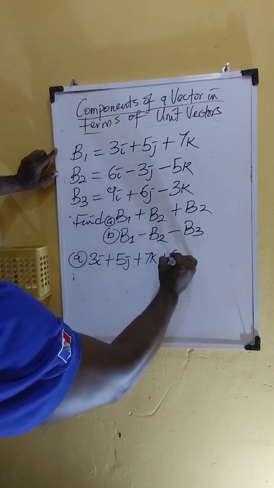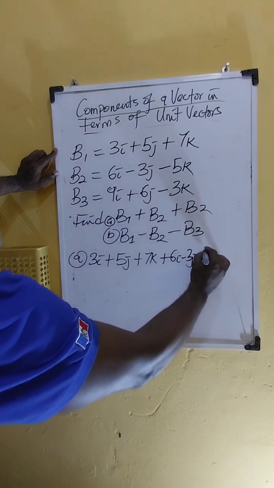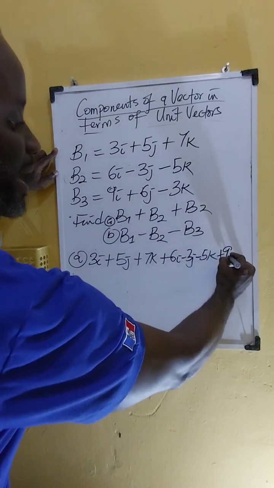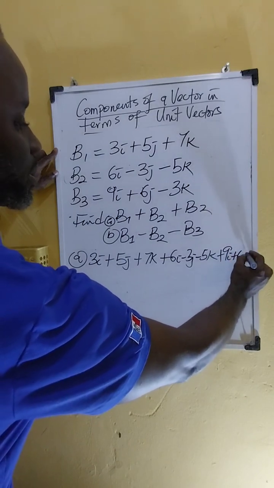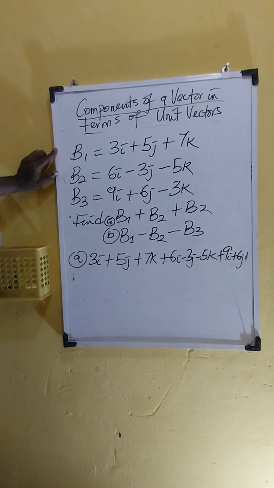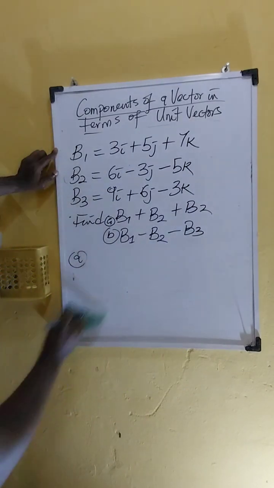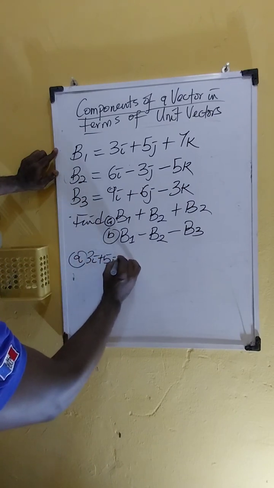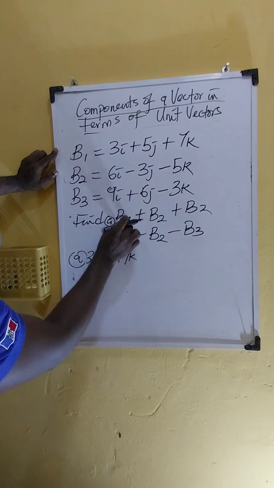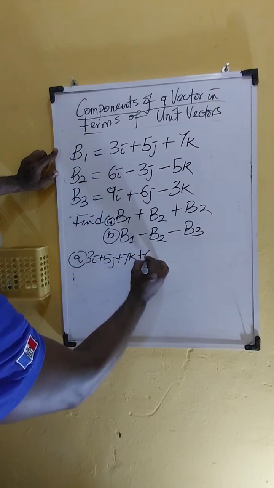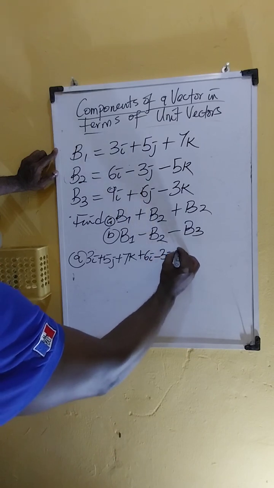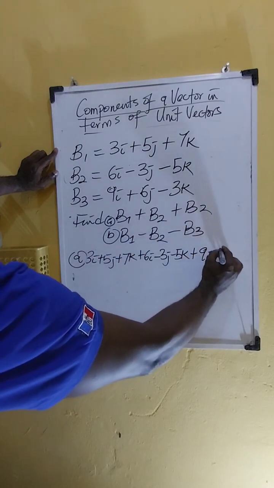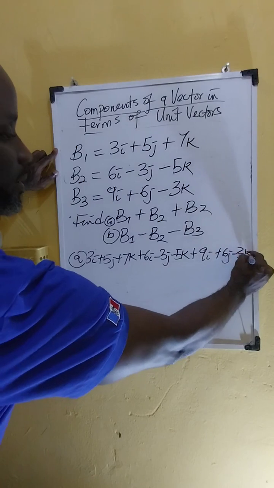plus 6I minus 3J minus 5K, let's manage space, plus 9I plus 6J, sorry, I think we really need to manage the space. So let me write it small. 3I plus 5J plus 7K. That's for B1. B2 is plus 6I minus 3J minus 5K. B3 plus 9I plus 6J minus 3K.